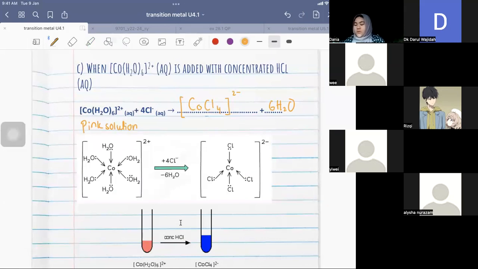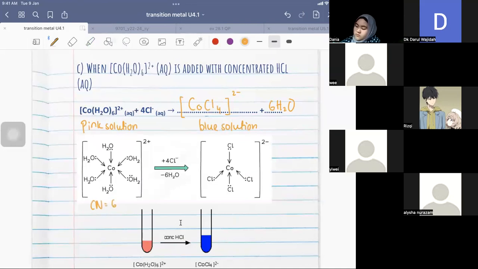The color of the cobalt with four chloride ions or chloride ligands is a blue solution. So this is a little bit different from the copper. Copper with four chloride ligands would be a yellow solution.